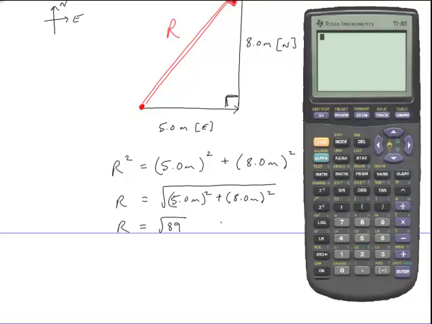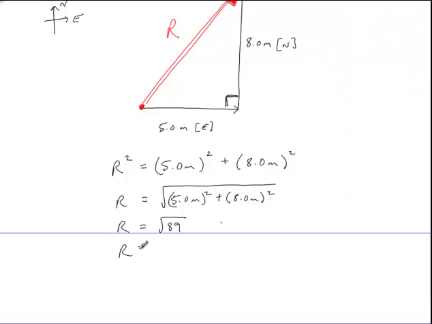Let's figure out what the square root of 89 is, and you get 9.43. Oh, this is a good significant digit question. There's 2 in the 5 meters, there's 2 in the 8 meters, so we're going to round this off to 2. So r equals 9.4 meters. So there's your distance. Now we want to know direction, okay, which is an angle right there.